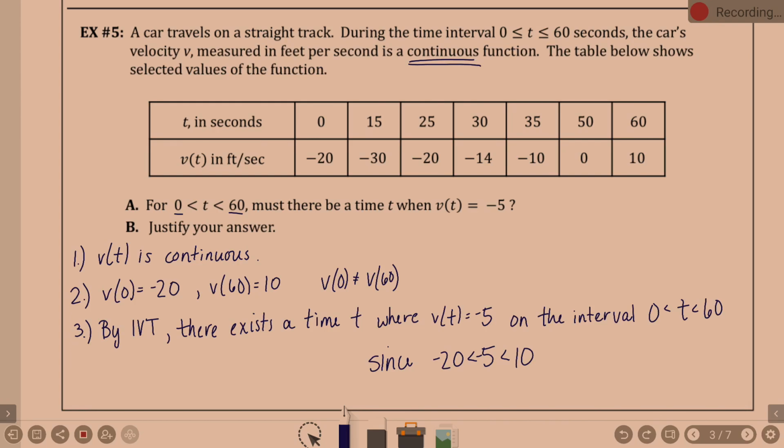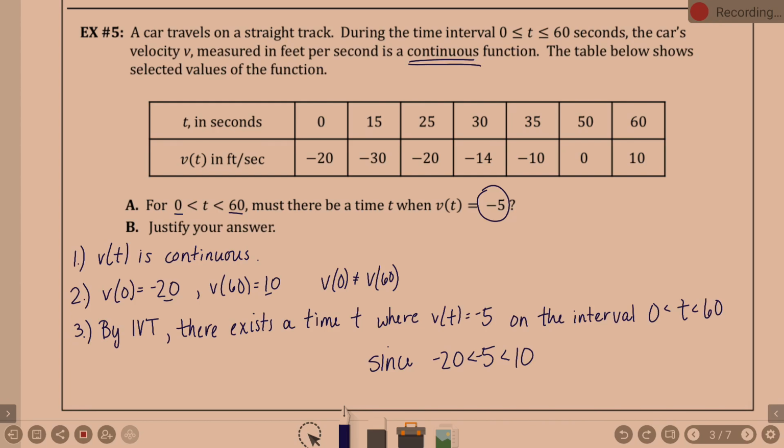And so what's that say? Must there be a time v of t equals -5? Does IVT guarantee a time? It does, or a velocity, because -5 falls between -20 and +10. So IVT guarantees there's a value somewhere in that interval where v of t equals -5.